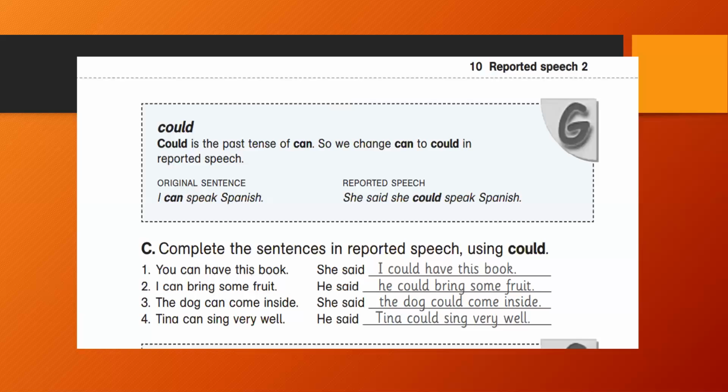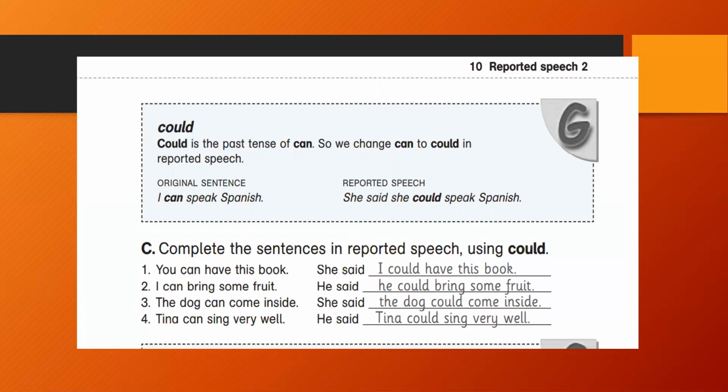Here can is changed into could. In the original sentence, I can speak English. She said she could speak English. Now can is changed into could. Look at exercise C, and in the same way change the modal verb here. You can have this book. She said I could have this book.